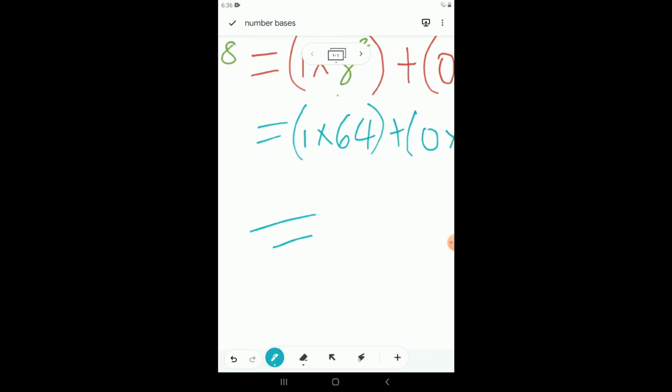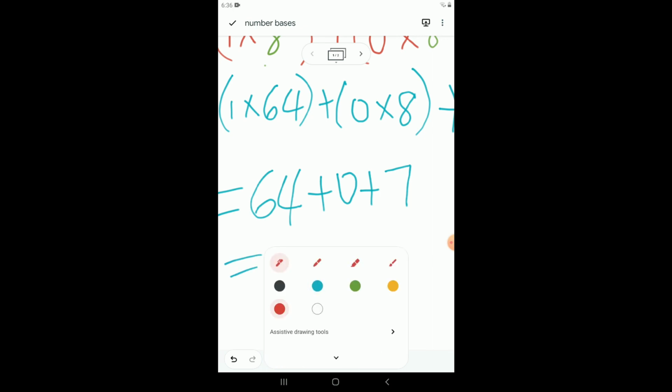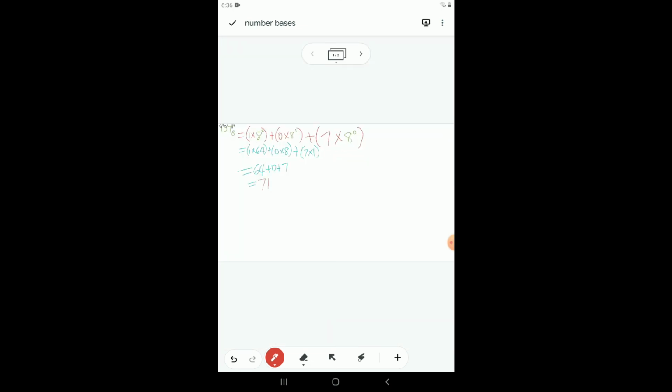So 1 times 64 would give me 64. 0 times 8 would give me 0. Then 7 times 1 would give me 7. So it means that I am left with, what is 64 plus 7? Very good, 71. So it means that 107 base 8 converted to base 10 is 71.